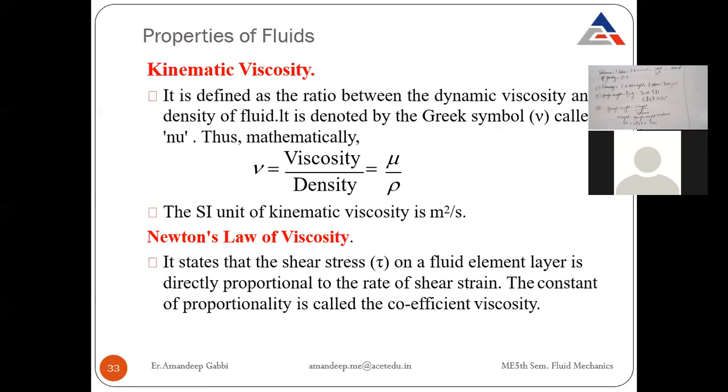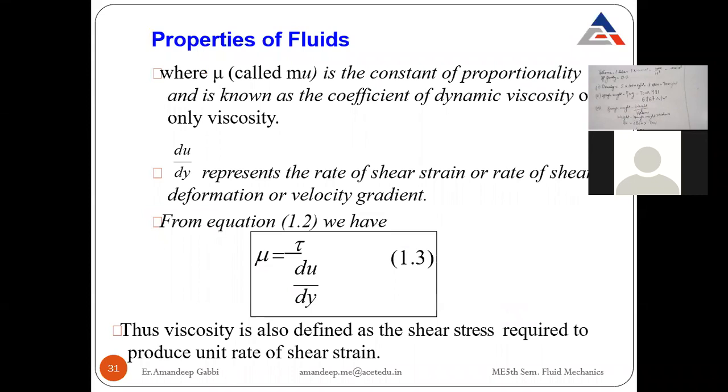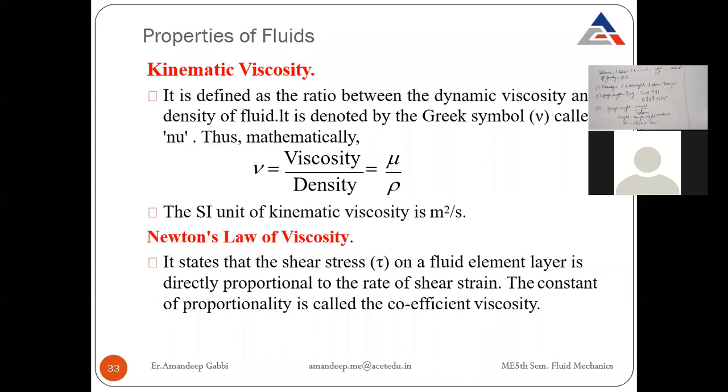Now kinematic viscosity. It is defined as the ratio between dynamic viscosity and density of fluid. It is denoted with the Greek symbol called nu. V की शेप में होगा, nu बोलते हैं इसको, and nu is equal to viscosity over density. Dynamic viscosity we have already studied. This is called dynamic viscosity, mu over rho. The SI unit of kinematic viscosity is meter square per second.